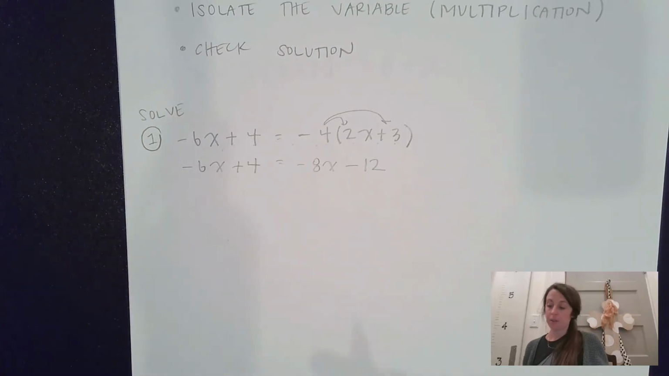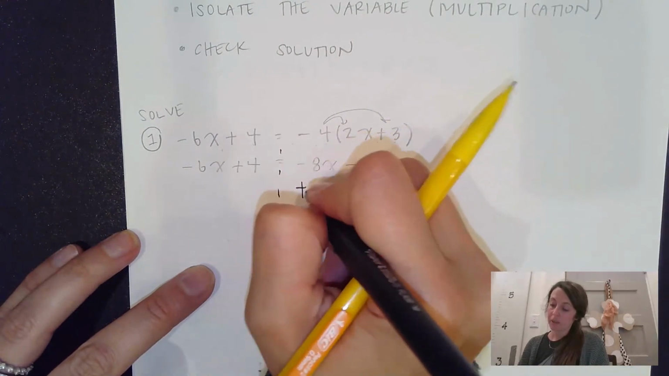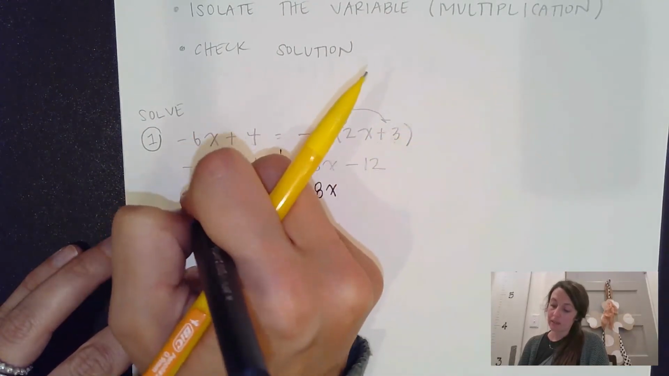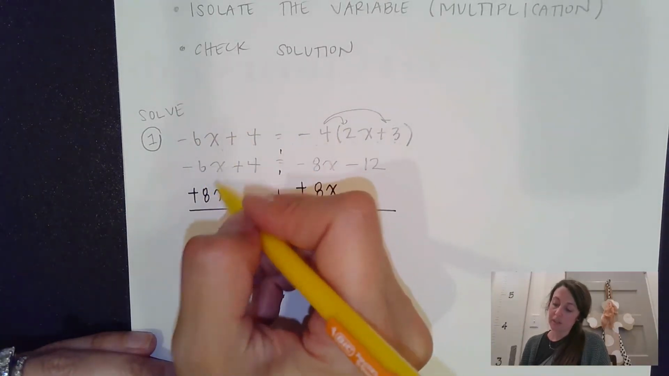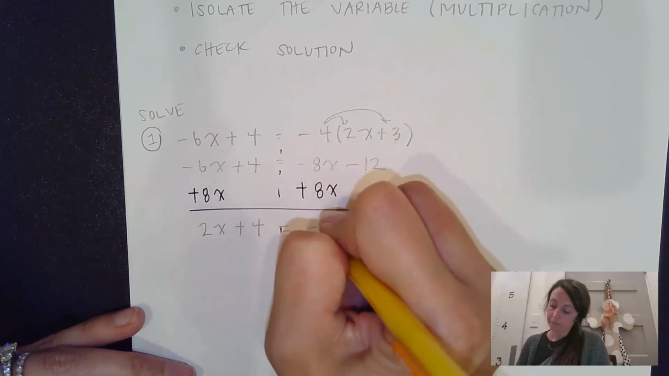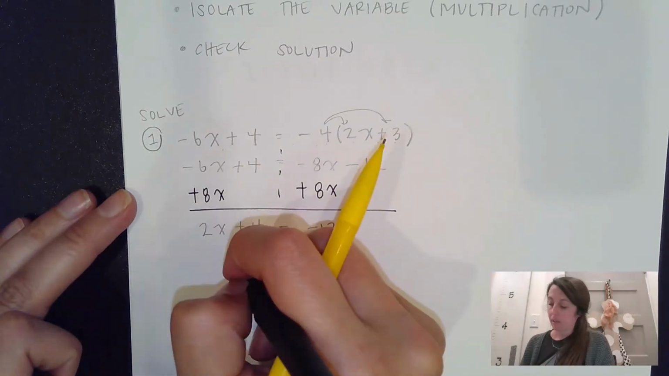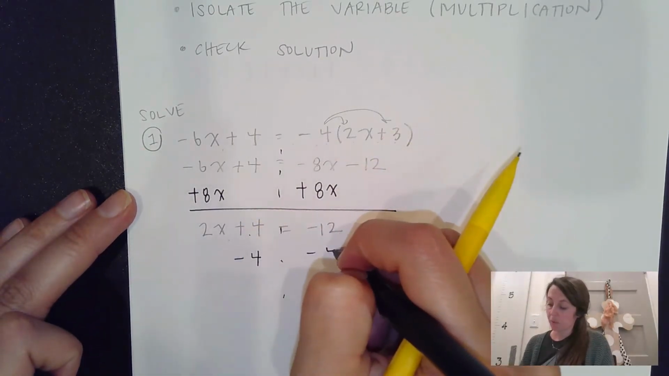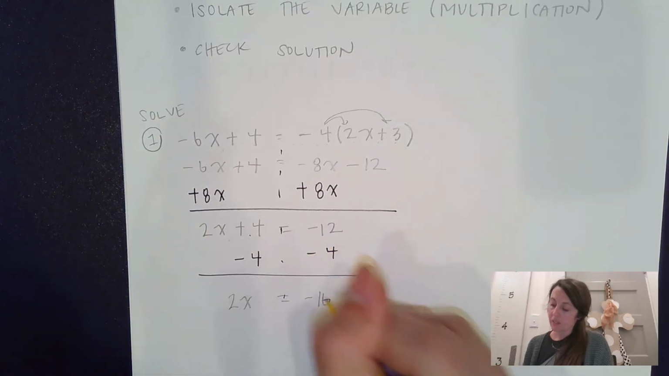So now I need to combine like terms on the opposite sides. So I am going to combine the 8x and the 6x. So I am going to add the 8x here. When I add, negative 6x plus an 8x is a 2x. Now I'm going to combine the 4 and the negative 12. So I am going to subtract a 4 here. So I'm going to have 2x equal to negative 12 minus 4, which is a negative 16.